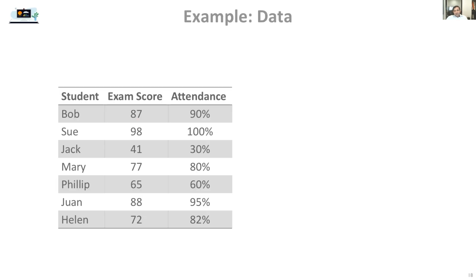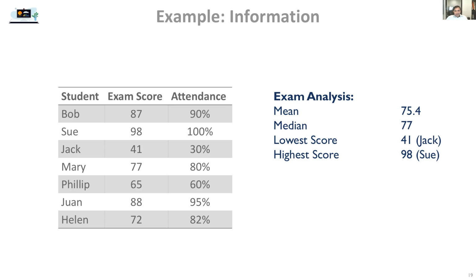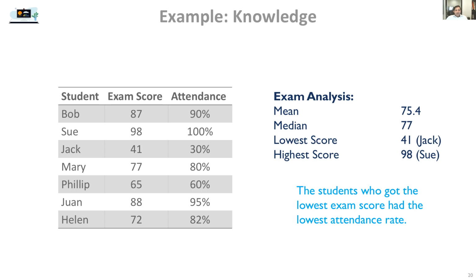Here is an example. We have the exam scores and attendance record for a group of 6 students. This is our data. We perform exam analysis to arrive at different types of information. Basically, we are processing the data and we find mean, median, minimum score, and the maximum score. Then we discover a rule. The student who got the lowest exam score had the lowest attendance rate, and this becomes our knowledge.